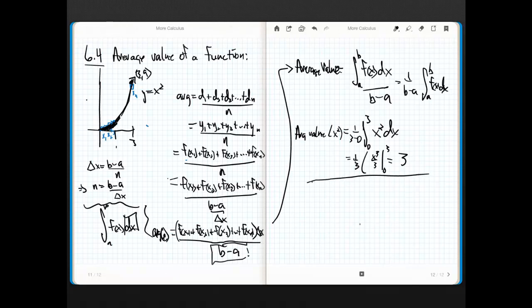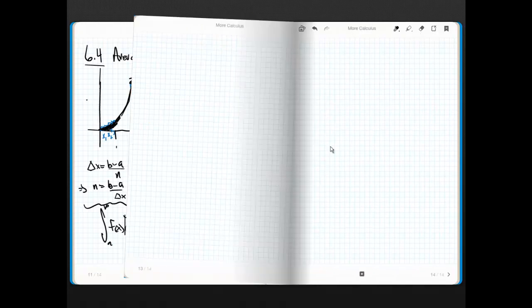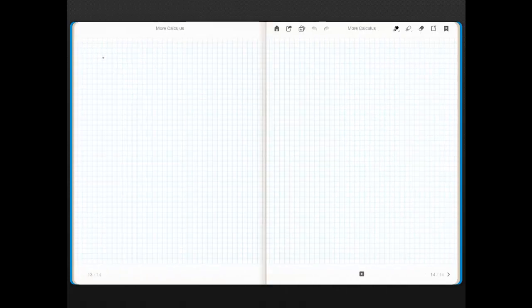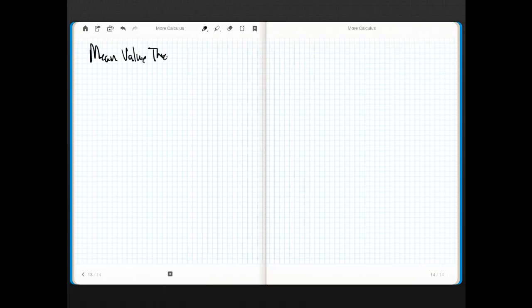Now let me show you one of the really cool ramifications of the average value of a function. I'm going to need a little space here because I'm going to draw kind of big. What we're going to end up with is something called the mean value theorem. Remember the mean value theorem for derivatives?